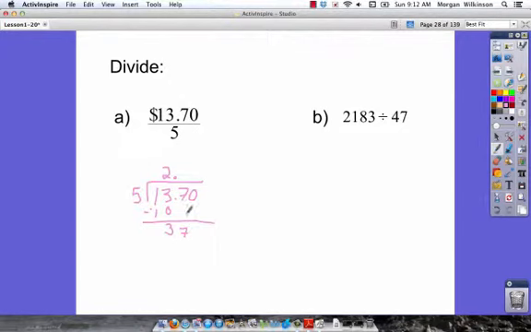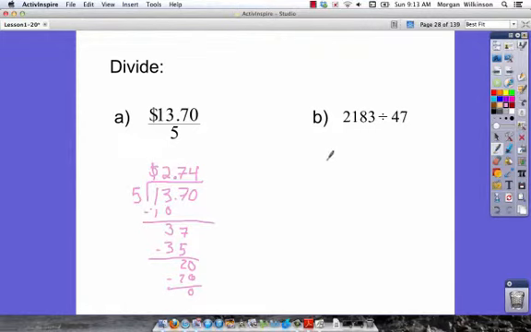Now we have to figure out how many times 5 goes into 37. It goes in 7 times, because 7 times 5 is 35. We've got 2 left over after we subtract. We bring down the 0, and we've got 20. 5 goes into 20 exactly 4 times, because 5 times 4 is 20. So we subtract. We have no remainder. So we've got 2 and 74 hundredths, or since we have money, $2.74 as our final answer. And we're all done with that first problem.